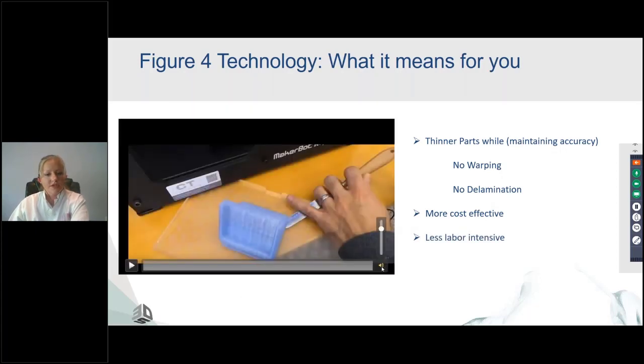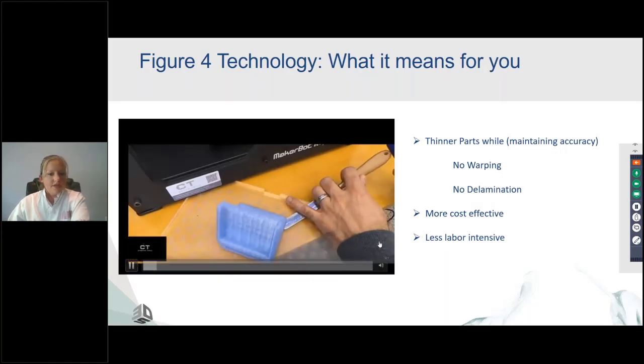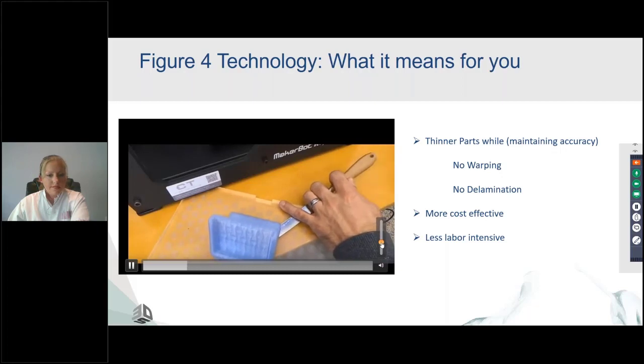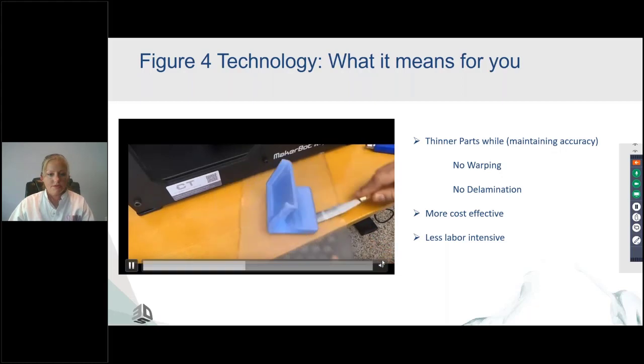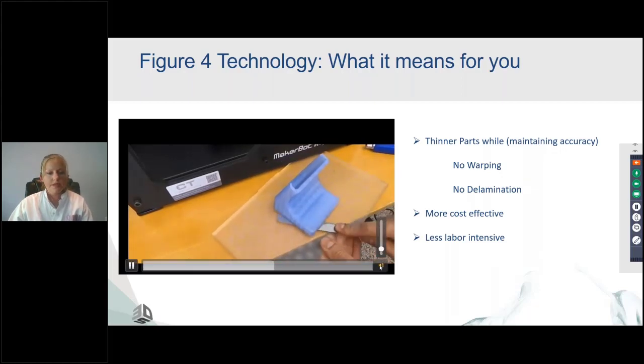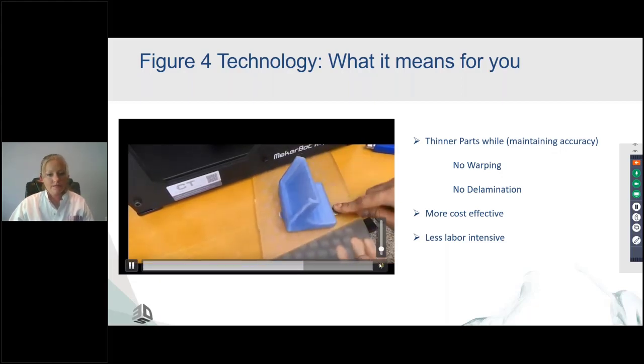I also noticed a big difference, and I'm going to turn this down, of part removal. So you'll notice that too, right? So this is what you have to do with a lot of trays that are solid, or a lot of build trays. You have to pry everything off.